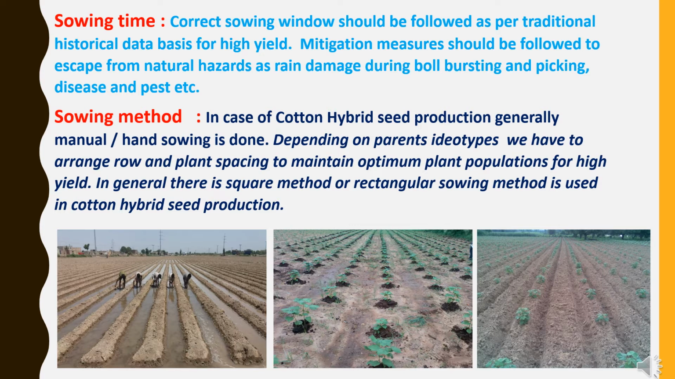And sowing method. In cotton hybrid seed production, manual or hand sowing is generally done. Depending on the parents' ideotypes, we have to arrange row and plant spacing to maintain optimum plant population for high yield. In general, the square method or rectangular method is followed for cotton hybrid seed production.